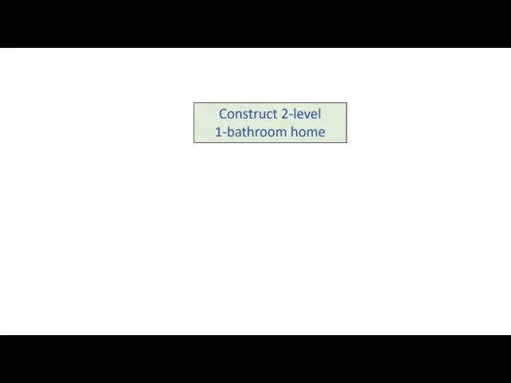Our real-world project example is constructing a two-level, one-bathroom home without a basement. Assume that the bathroom is on the second level. Of course, please remember that this is not a civil engineering course that prepares you for home construction. So, we are not going to pretend that we know how exactly a home is built.